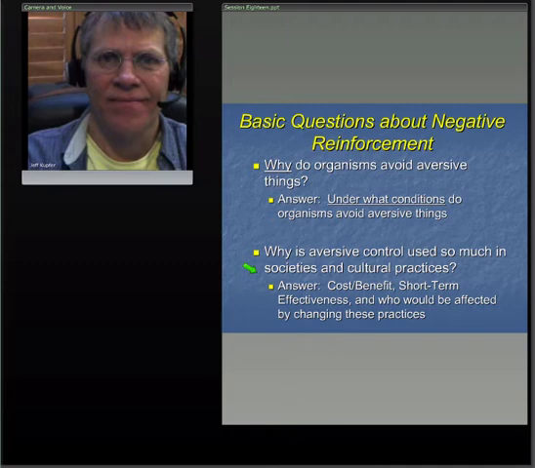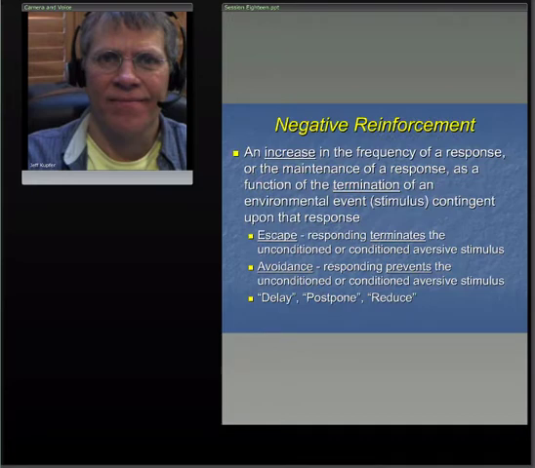Murray Sidman was somebody who we'll actually talk about shortly when we get to the Sidman avoidance procedure, and was one of the strongest advocates for not using aversive control in our society. He wrote a book called Coercion and Its Fallout. Highly recommended. It's a great book to have in your behavioral library. So let's define negative reinforcement.